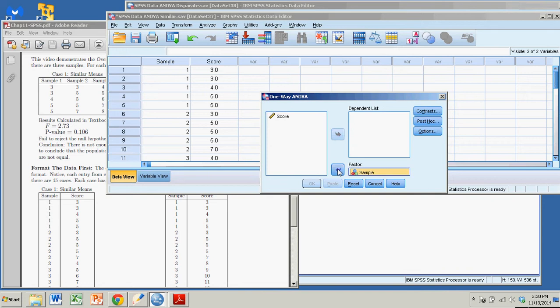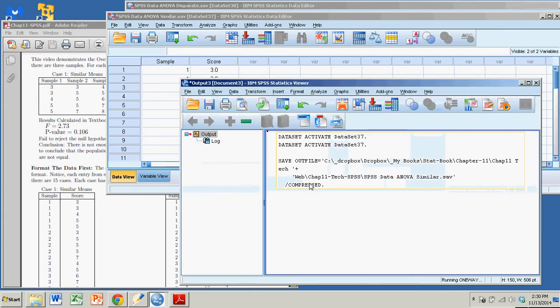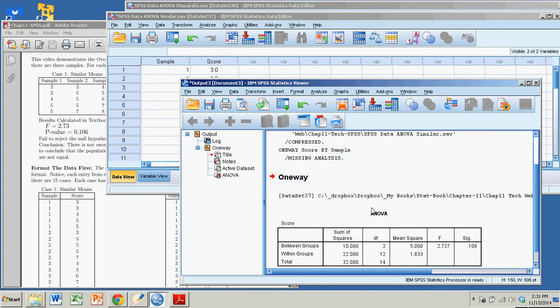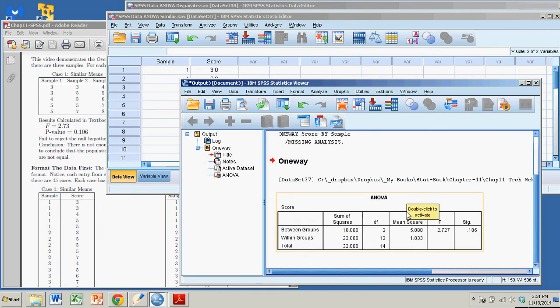It's going to work on it for a little while. Very quick, easily done. So you go down here, the F test statistic is 2.727. That is what we got over here when you round it to 3 decimals. The p-value is right here.